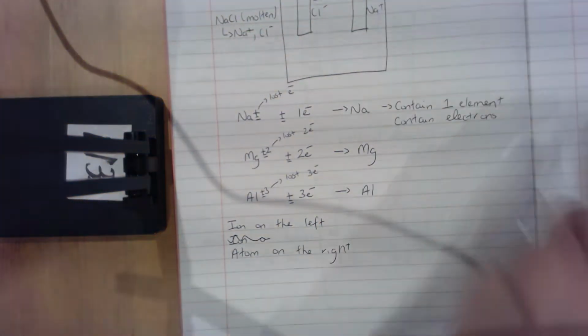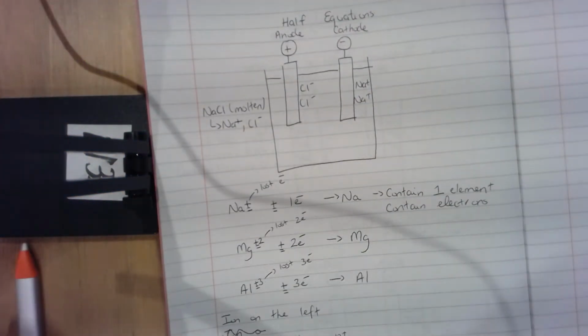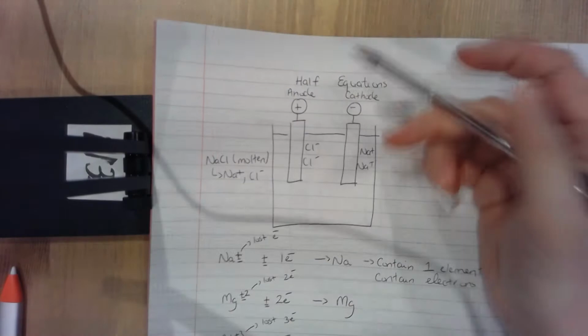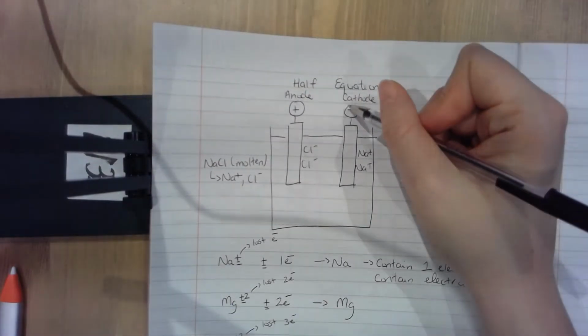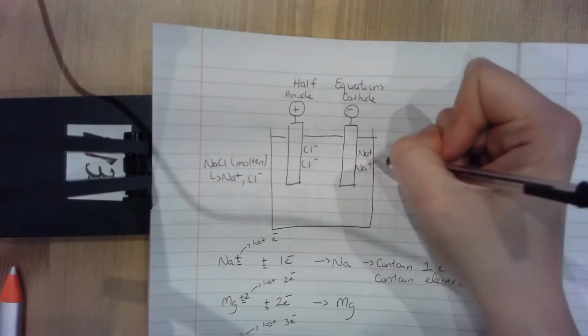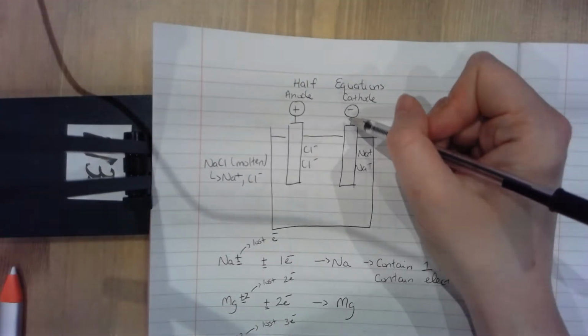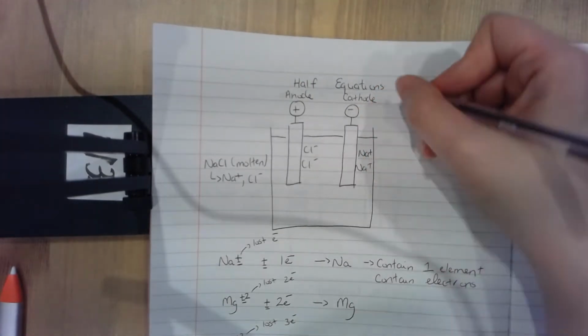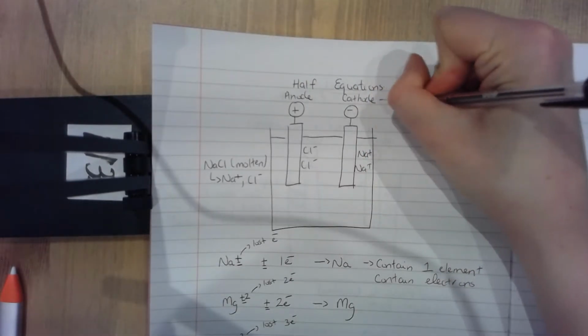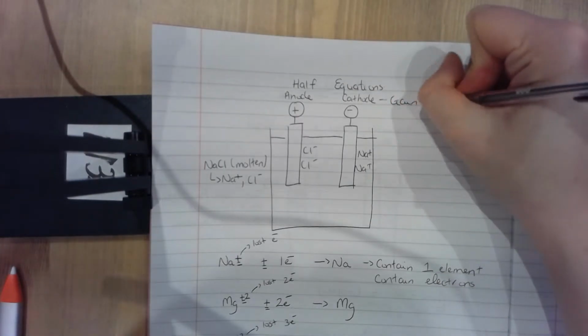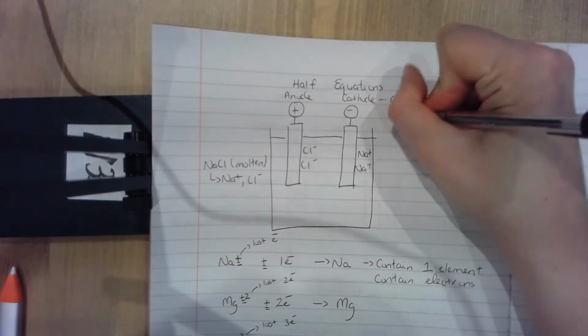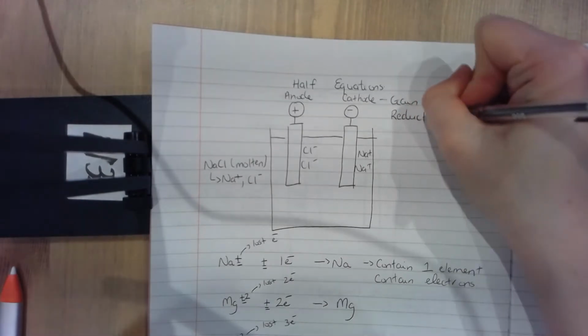If we look back at our diagram that we had a minute ago, and from what we did previously, we know that metals always go to the cathode. Because they are positively charged, they will always go to the cathode. When they go to the cathode, they gain electrons. So at the cathode, metals gain electrons. At the cathode, reduction takes place.